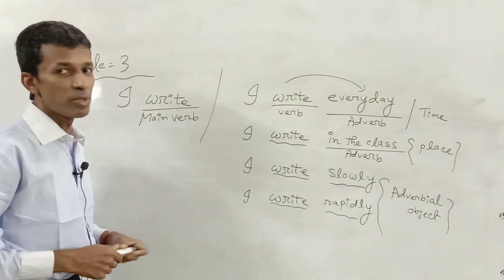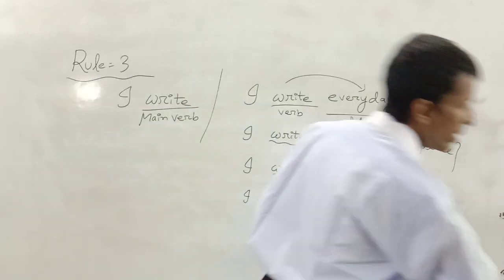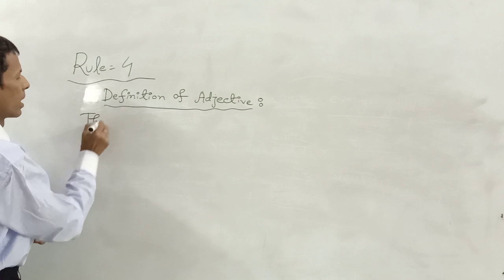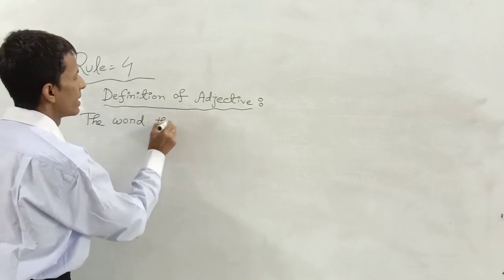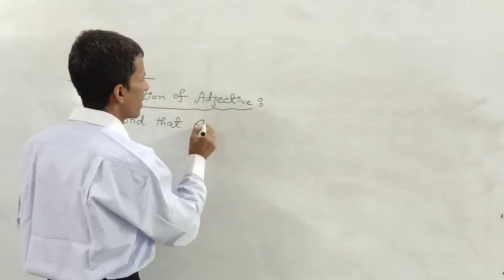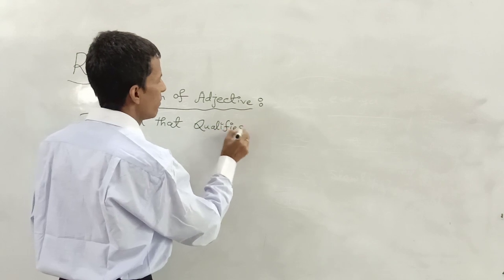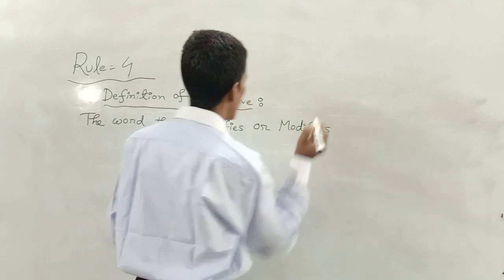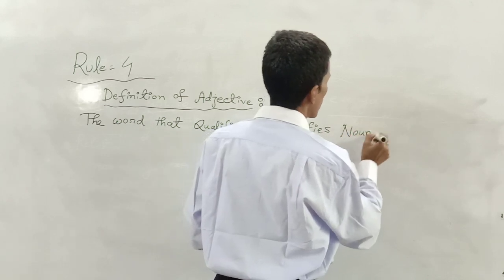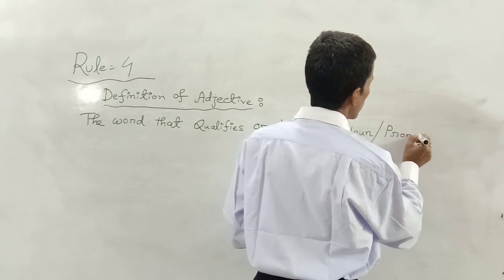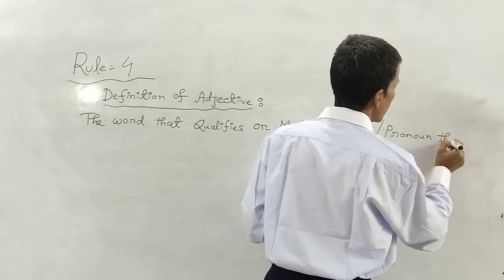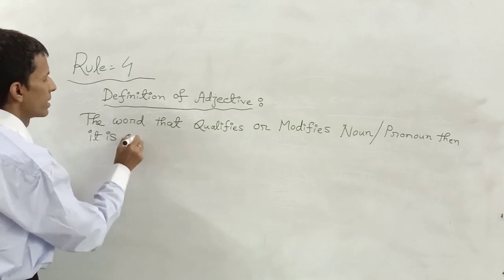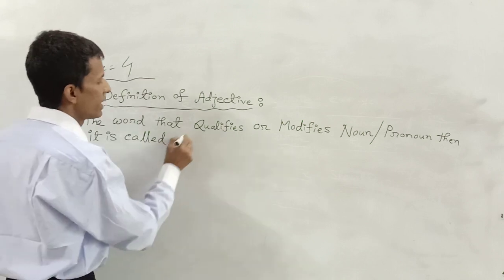Now in the next rule, I am going to explain the characteristic of adjective being connected with noun. Now definition of adjective. The word that qualifies or modifies noun or pronoun, then it is called adjective.